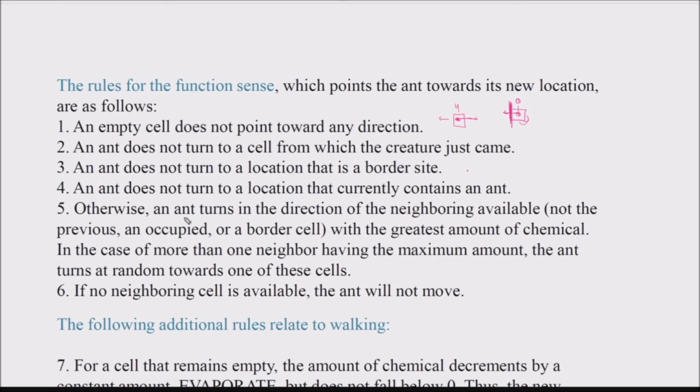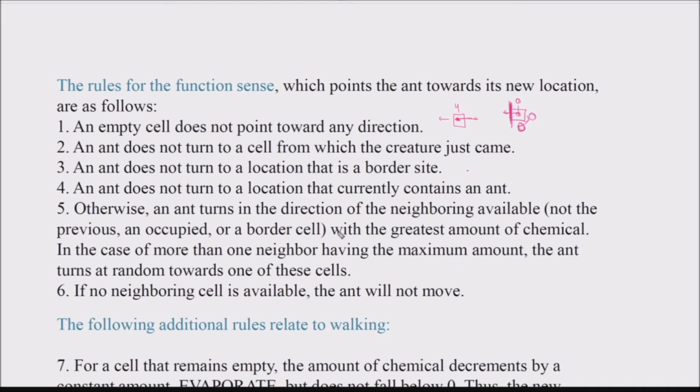And otherwise an ant turns in the direction of the neighboring available cell, right? So it is not occupied, and it is not a border. If this one is 0 and this one is 0, and this is where the ant is planning to move, but there's no pheromone on it, maybe he's not going to move at all, right? So you have to have the greatest amount of chemical out of these two in order for the ant to move on to these ones, right? So that is another rule, right?